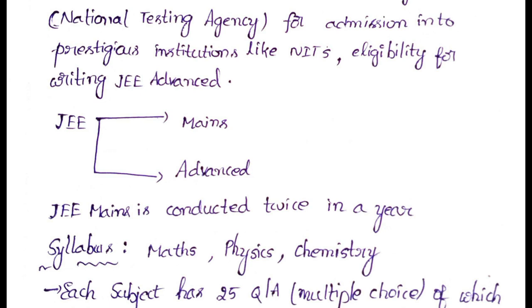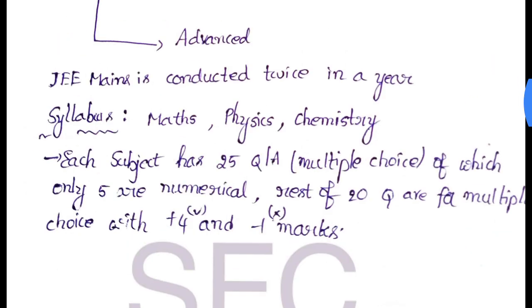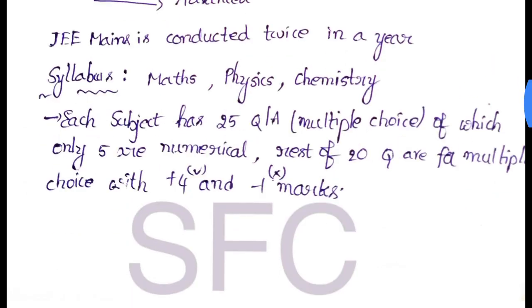The candidates who are eligible for JEE Mains are +2 completed students. The candidates who have qualified in JEE Mains are eligible to write JEE Advanced. In each subject, that is maths, physics, chemistry, we have 25 questions, of which 20 questions are multiple choice and 5 questions are numerical.